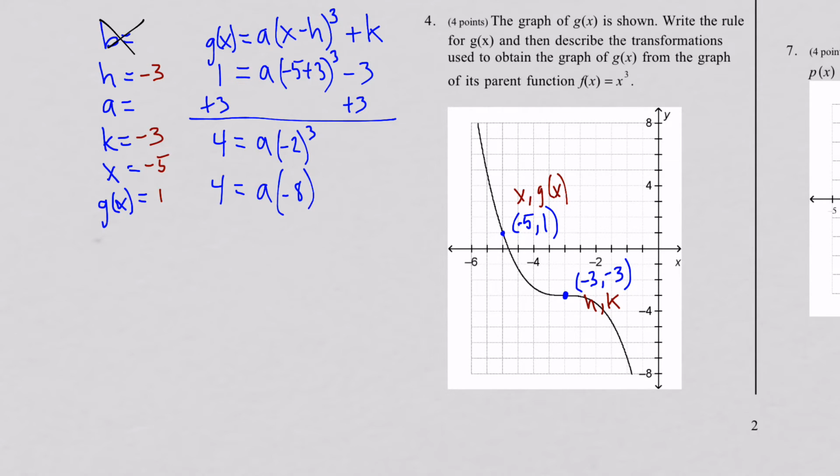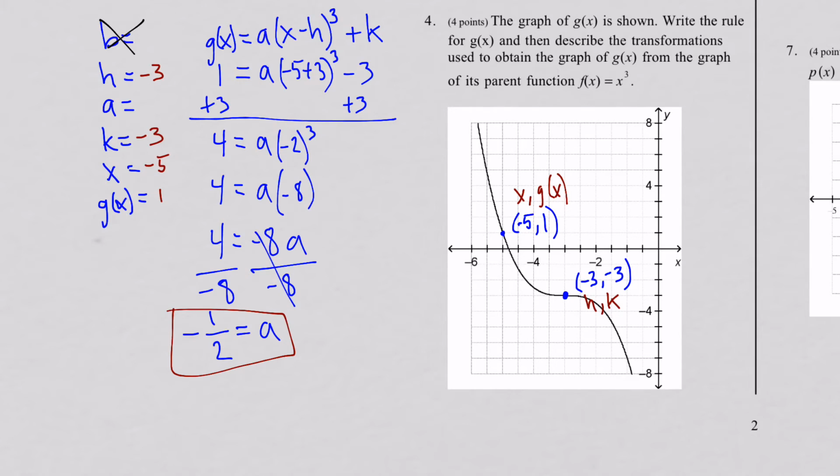So what I have is 4 equals a times -8. Now I want to write that simpler. So it's 4 equals -8a. Yeah, that's better. And now to solve for a, all I got to do is just divide by -8. Divide by -8. That cancels. So a equals -1/2. Right? 4 divided by -8, -1/2.